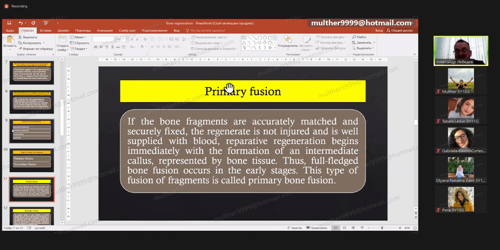That's why we can see the first and second phases of bone regeneration. We can see the proliferation of these cells, but we don't see the final union of the fracture. And primary fusion happens here if we work well, if we treat our patient with good timing, for example, like this.